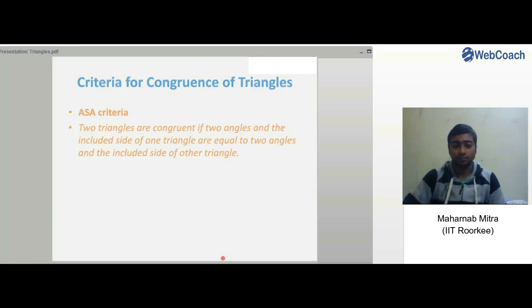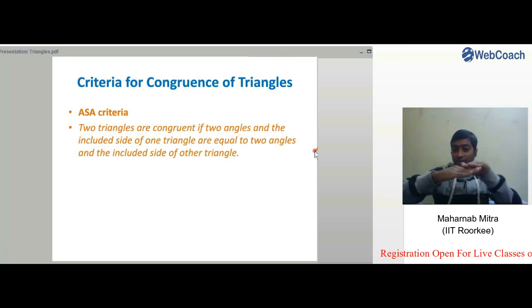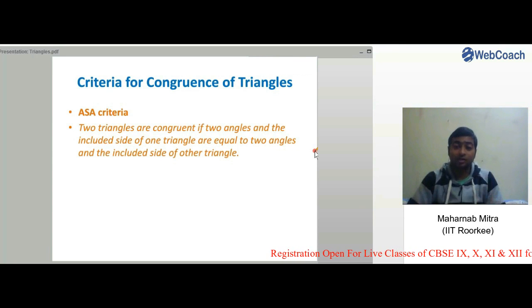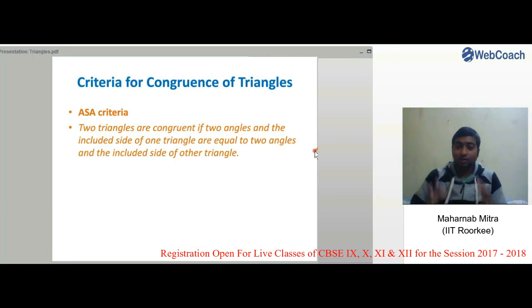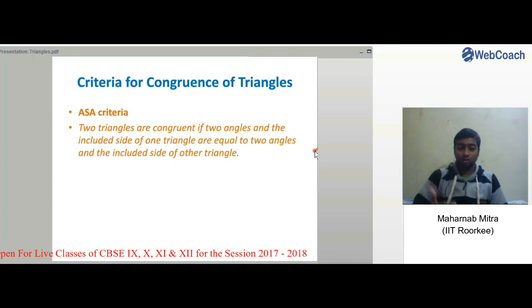So let us talk about the ASA criterion. Now this statement says two triangles are congruent if two angles and the included side of one triangle are equal to the two angles and the included side of the other triangle, or we need two angles and one side. If you take one side and one angle on this end of the side you have taken and the other angle on this end of the side, this angle and this angle, if these two angles are given and this side is given, and if these three conditions are the same for both the triangles, then the two triangles can be said to be congruent triangles.